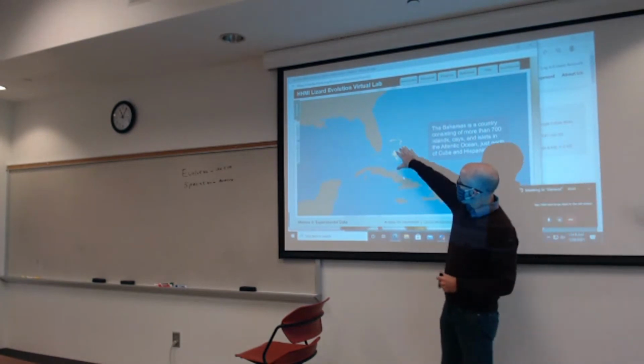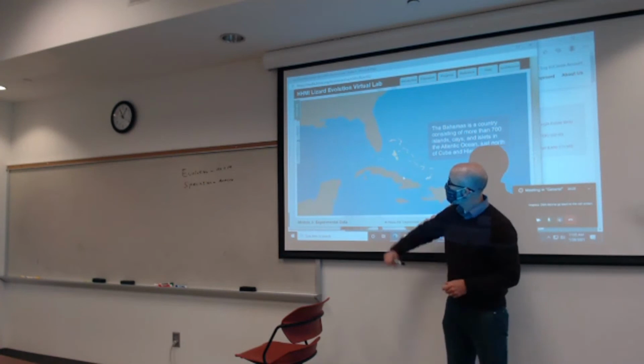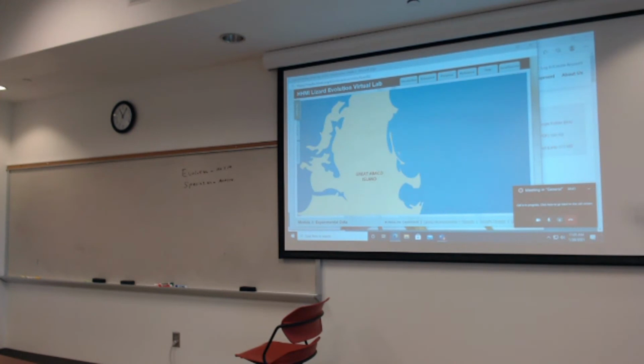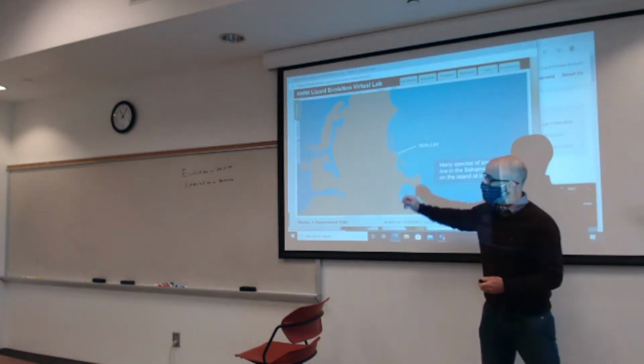Talking about these islands, the Bahamas. Always surprised how far north they are, right? Here's Florida, a bunch of islands. It's a really good place for experiments. Talking about this Great Abaco Island. Off the coast is this little Iron Cay. There are naturally occurring Anolis lizards that live on the island.